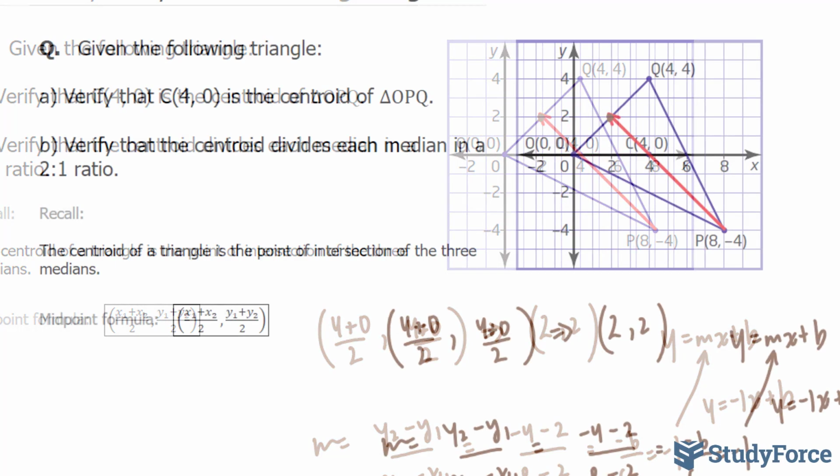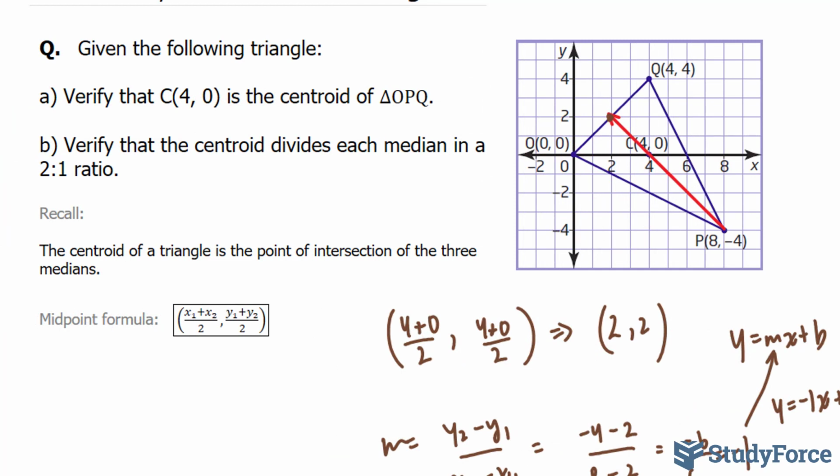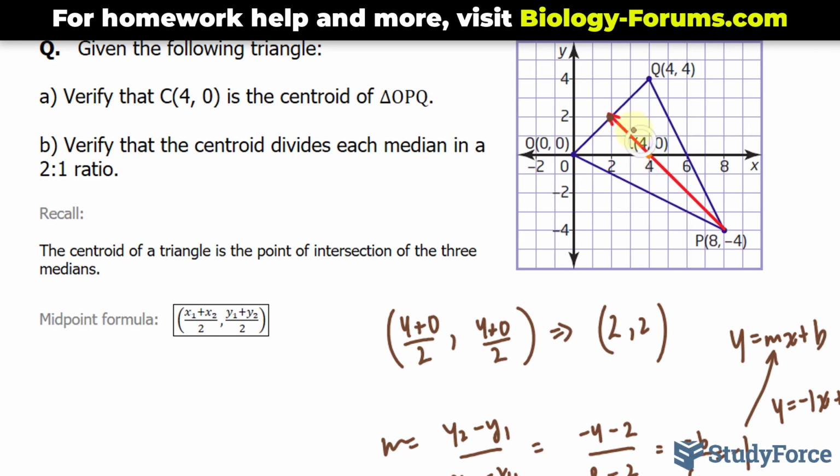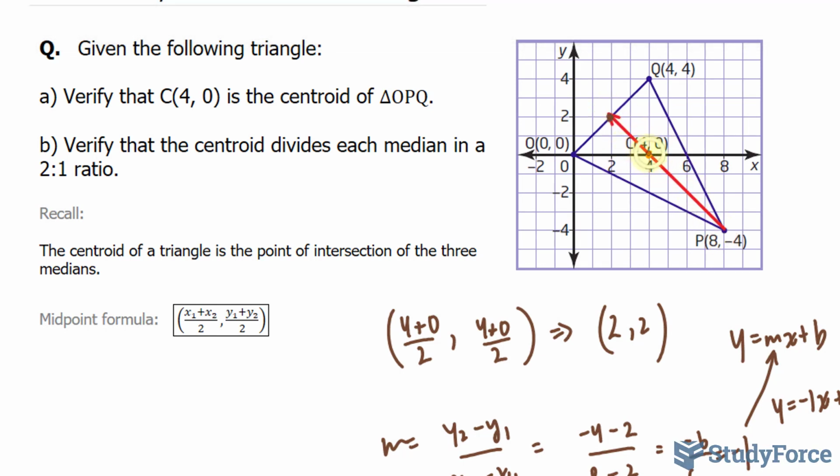Now to find the answer for part B, where we have to verify that the centroid divides each median into a 2-to-1 ratio, we have to find the length from P to this point, and then we have to find the length from C to this point. If this one is 2 times bigger than this, then we verified that it divides each median in a 2-to-1 ratio. Let's go ahead and do that.